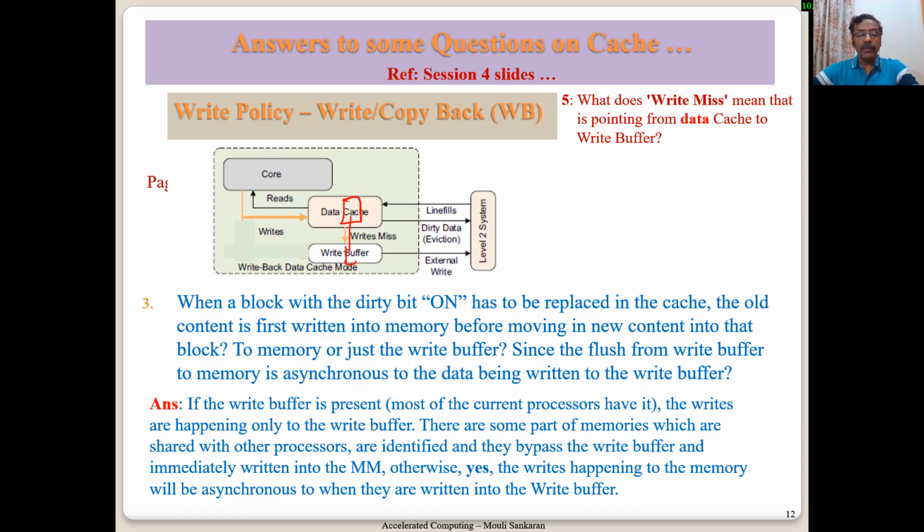What is there in the write buffer is the up to date value. So you write it back into the data cache, take it from there rather than going to the memory, because memory is not up to date. So that's what is explained here.